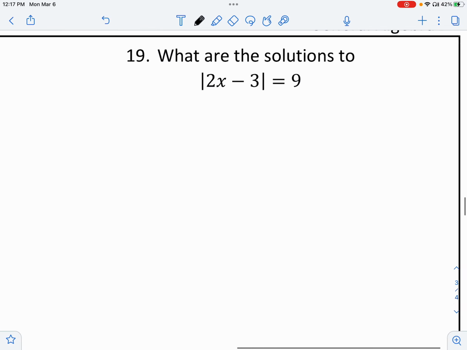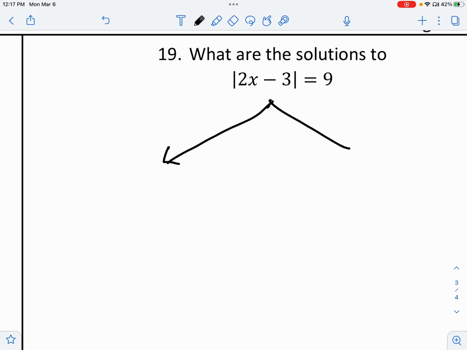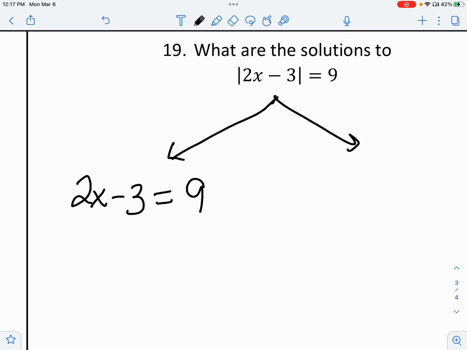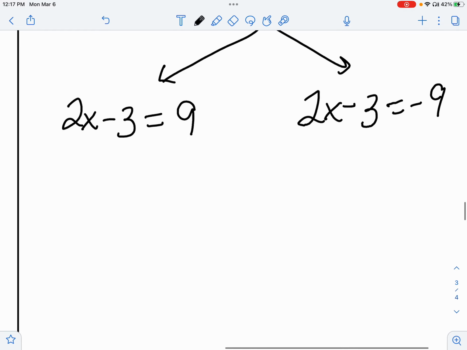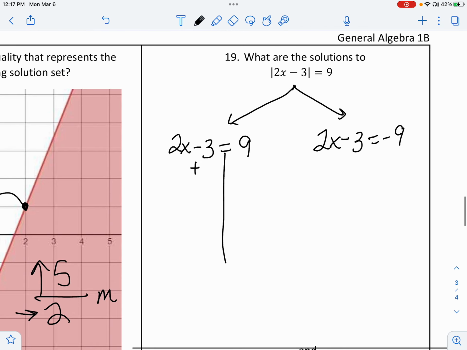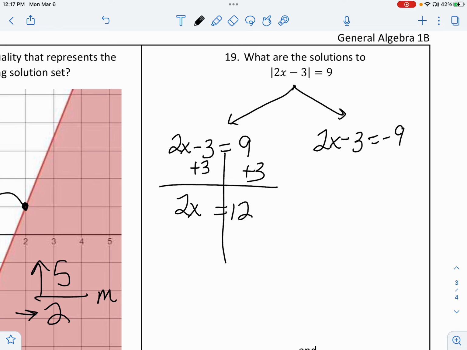Absolute values always have two answers. Remember, if it equals a negative over here, it's automatically a no solution. So it's 2x minus 3 equals 9, and 2x minus 3 equals -9. And then you solve both of those because absolute values have two answers. Add 3, 2x equals 12, divide by 2, x is 6.